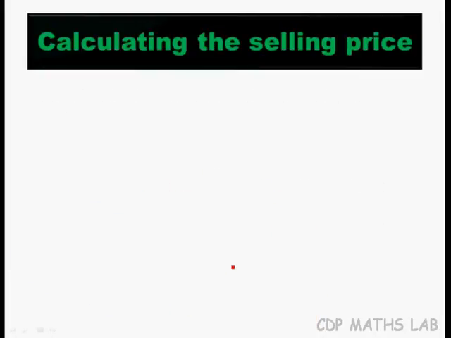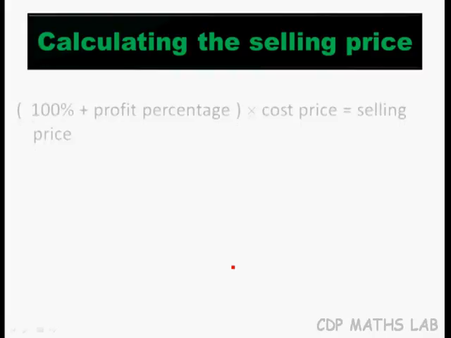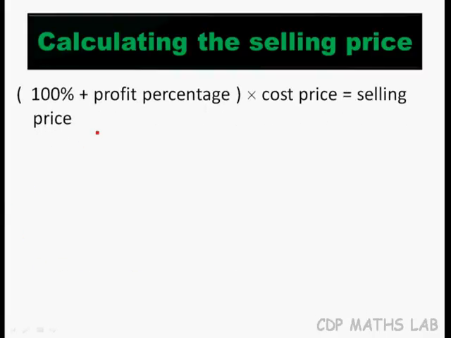Anyway, let's hope we're on the right track. Calculating the selling price. Let's see if we did the same thing that I did. Well, 100% plus profit percentage times cost price should be equal to the selling price. Did you do that? Alright, let's continue. We got 11%, and we add it to the 100%. Was that the correct thing?